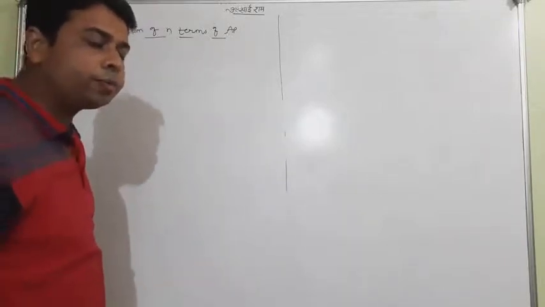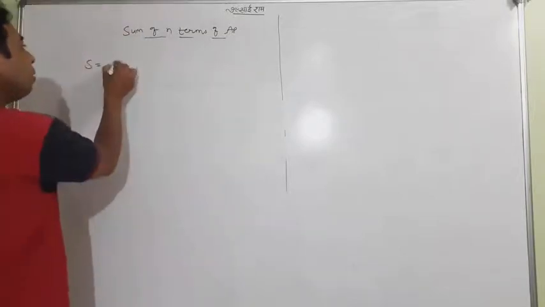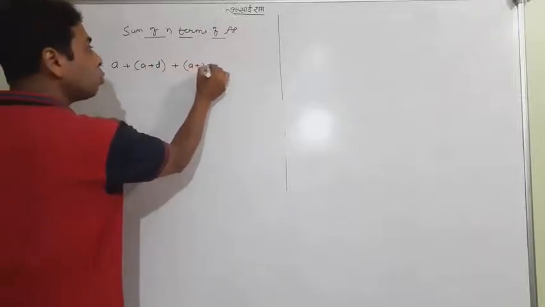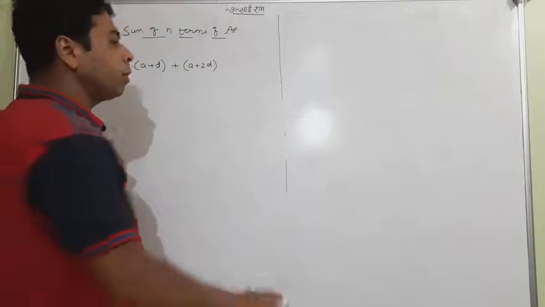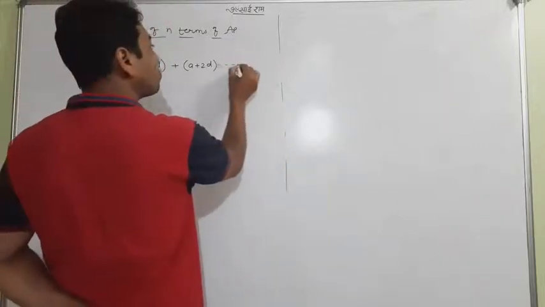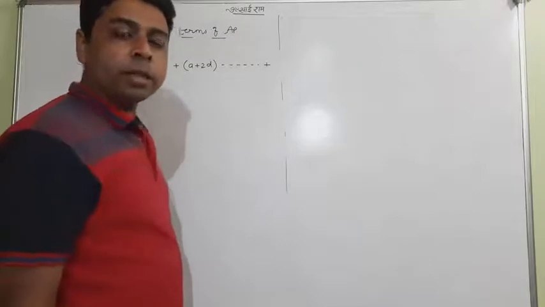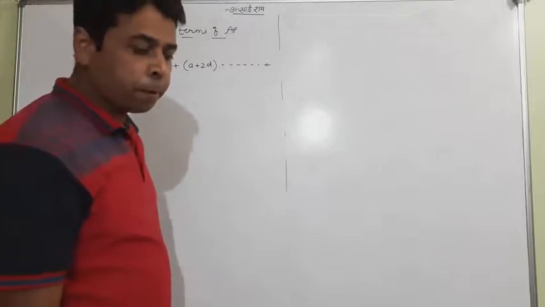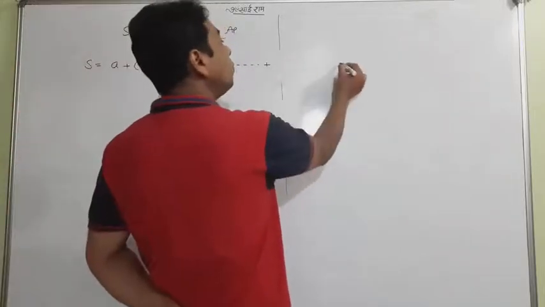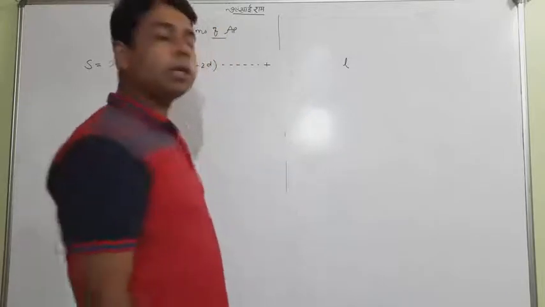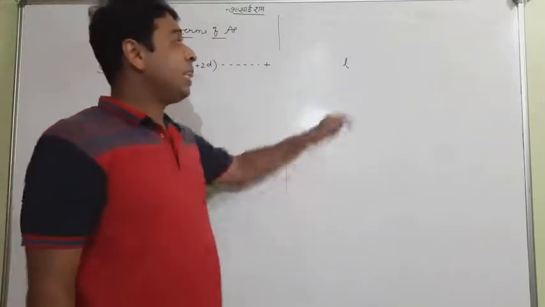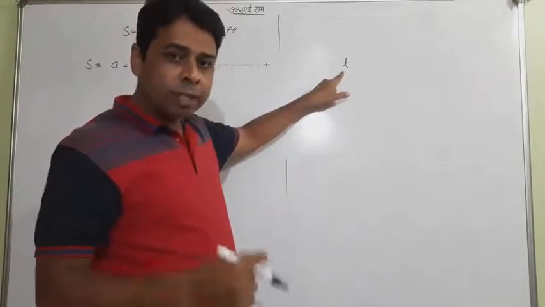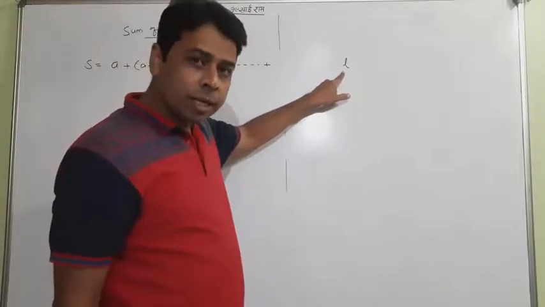So let me write the n terms of AP. A is the first term, A plus D is the second term, A plus 2D is the third term, and I'll go till the nth term. Can I say the nth term is called the last term also? Yes, last term and nth term are the same. So for convenience, I call it L. L is my last term. You can also say it is Tn.